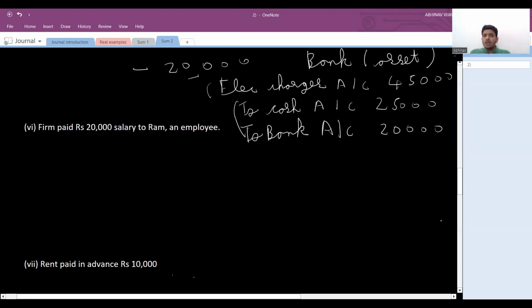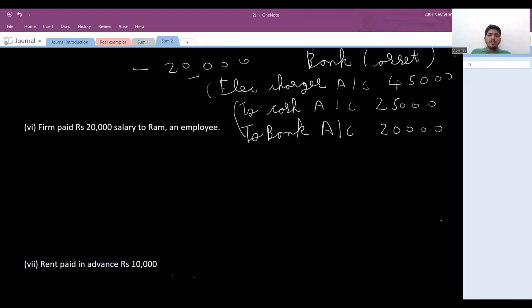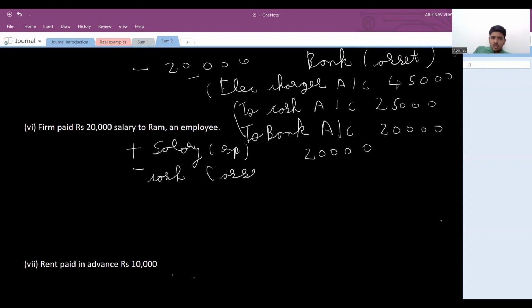Now, this is the main part. Firm paid 20,000 salary to Ram, an employee. Now, this is the easy part. The next one is the main part. Firm paid rupees 20,000 salary to Ram, an employee. This question we already did, but let's do it again. Salary, expenses, 20,000 paid. So cash is an asset.